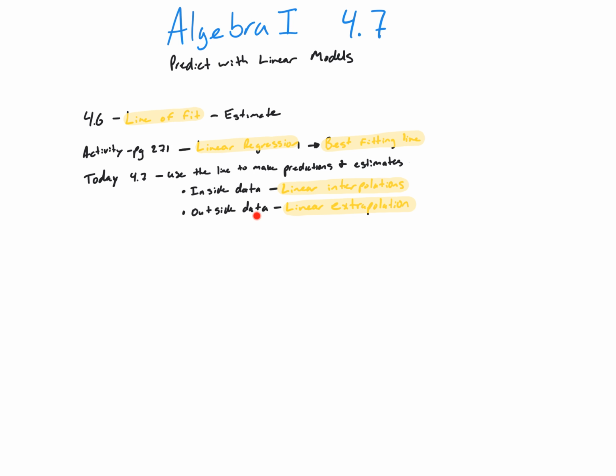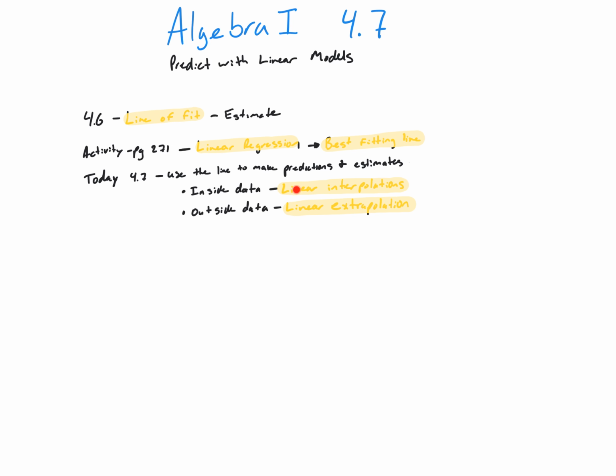Whenever you're working outside that data, meaning the biggest number maybe is 9, and you start making predictions about 10, 11, 12, or maybe predicting in the future, we call that linear extrapolation. It's really the same thing. It's just using that line of best fit, or that best fitting line, to make predictions.